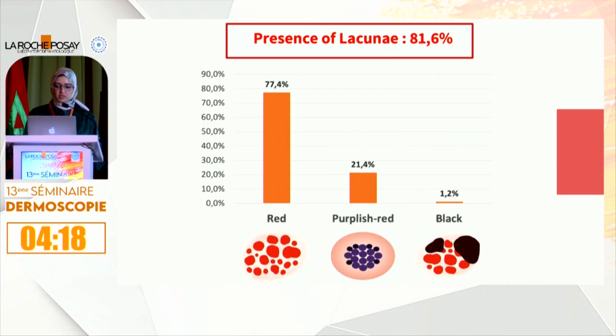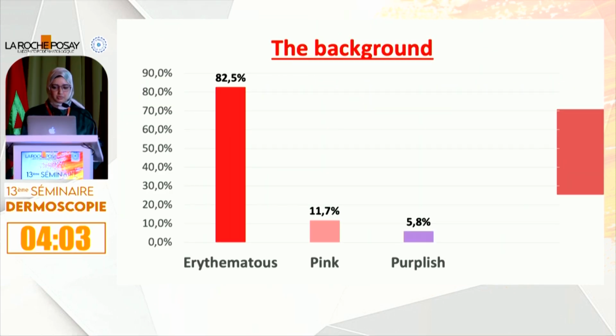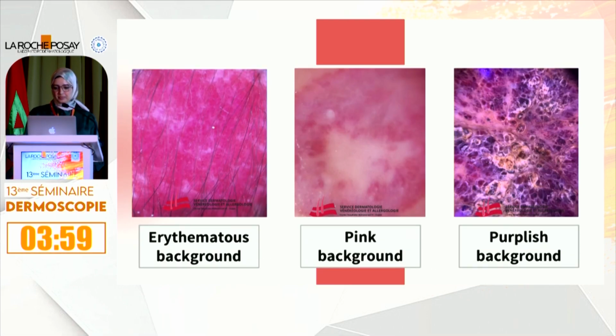In dermoscopy, the most common structures were lacunae in 81%. They were mostly red in 77%, purplish red or rarely black. Here are some dermoscopic images showing the different types of lacunae. The background was commonly red in 82%, pink or purplish, as seen in these pictures.